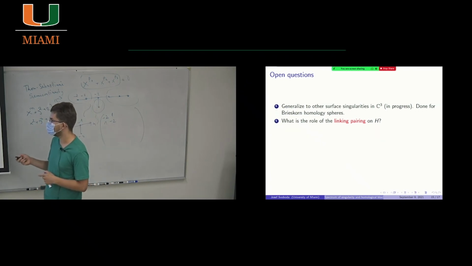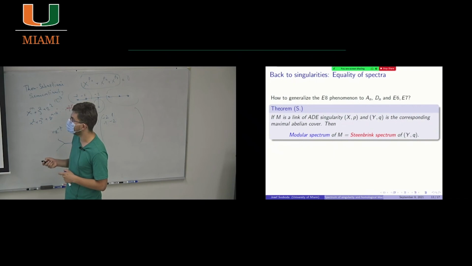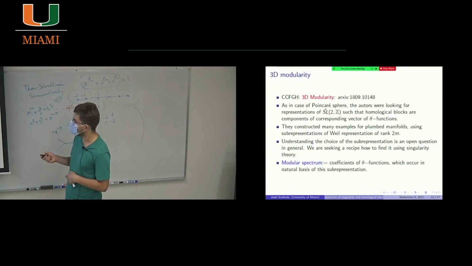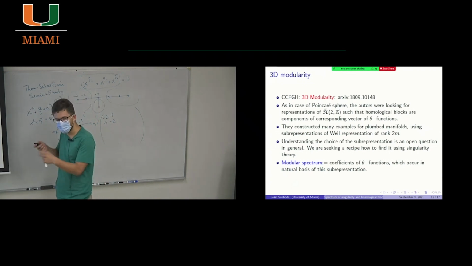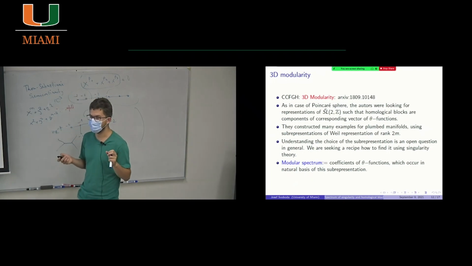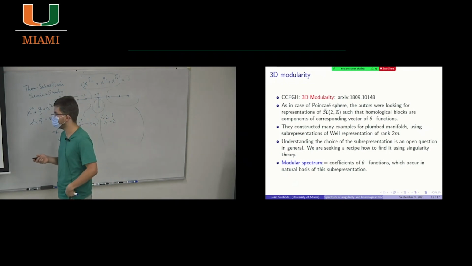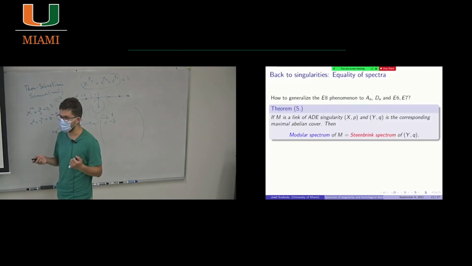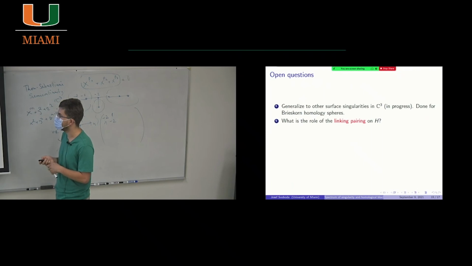Why? Because in the 3D modularity paper, they give a formula for this m, which is the least common multiple of these three denominators, which is a motivation for why there should be a spectrum of the singularity of this abelian cover. But then there is also what they call the contribution of abelian connections, which should have something to do with this abelian pairing, this linking pairing. So we should try to understand what's going on here.